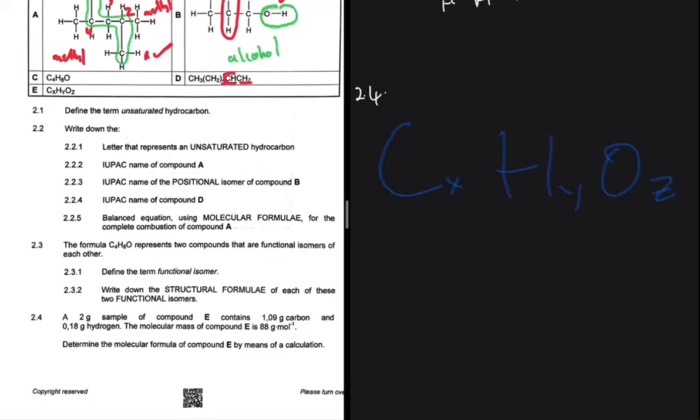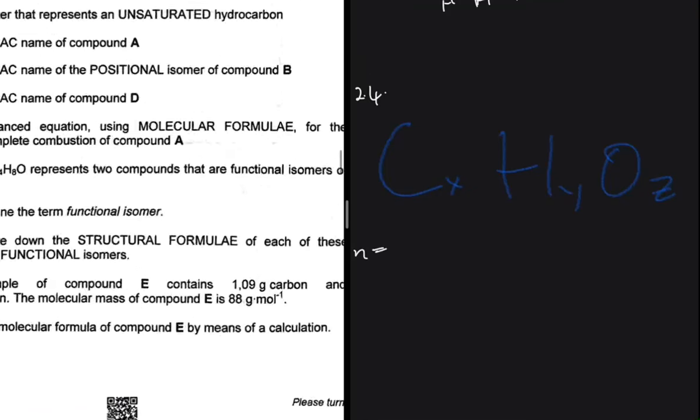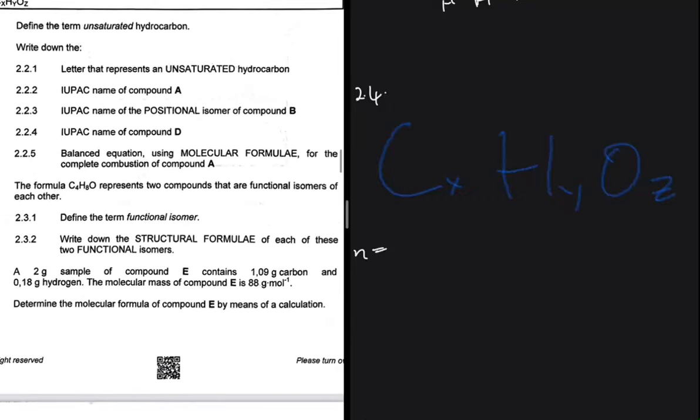So the number of moles of carbon will be equal to the mass of carbon, which is given to us as 1.09, right? So we're going to have 1.09 divided by the molar mass of carbon, which is 12. And then for the hydrogen, we have a mass of 0.18, and the molar mass is 1.